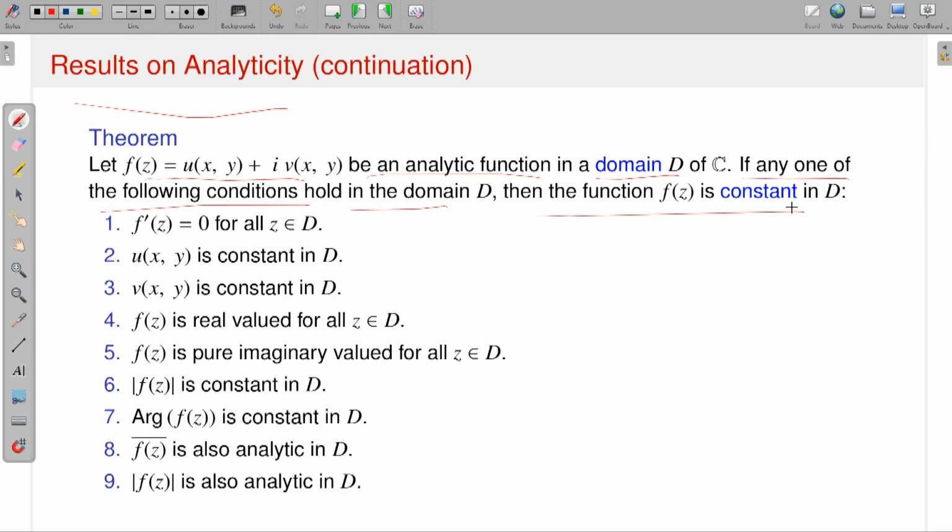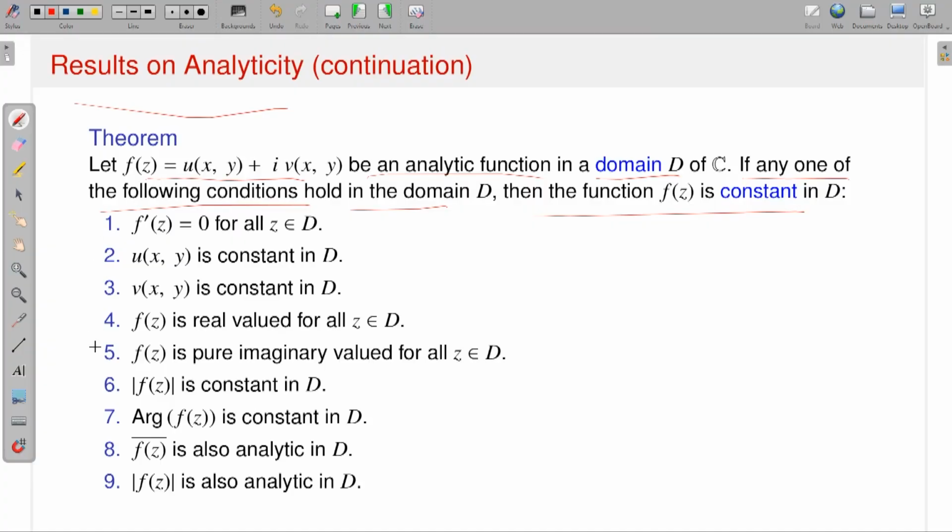Okay, so now I hope the problem is clear. I am starting with a function f which is of the form u plus iv, which is analytic in an open connected set D subset of C. That's the first kind of hypothesis. Then I am saying that if any one of the following conditions out of 9 conditions is true, then you do not have any other options unless your function is constant.